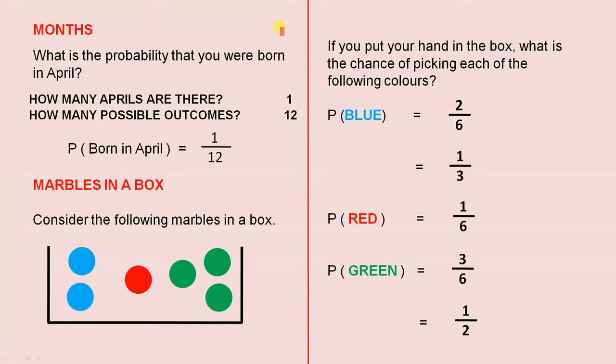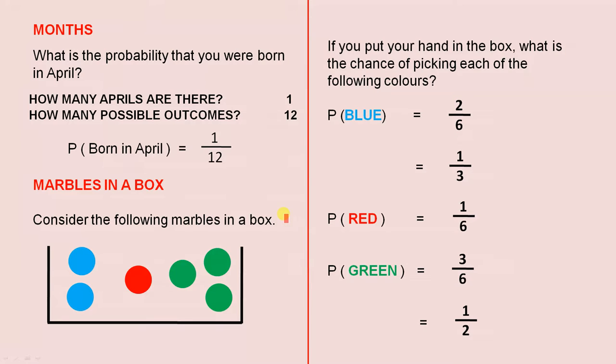Months. What is the probability that you were born in April? How many Aprils are there in a year? 1. How many possible outcomes? That is, how many months are there in a year? 12. So the probability that you're born in April is 1 over 12.